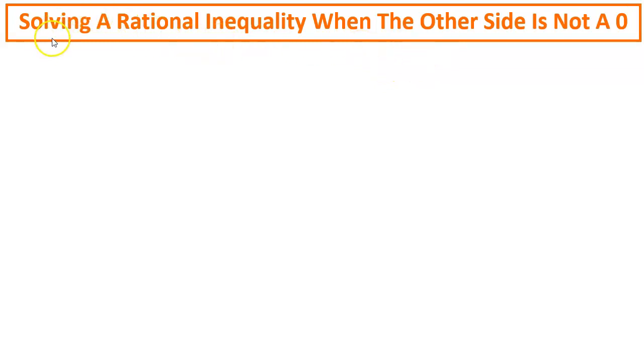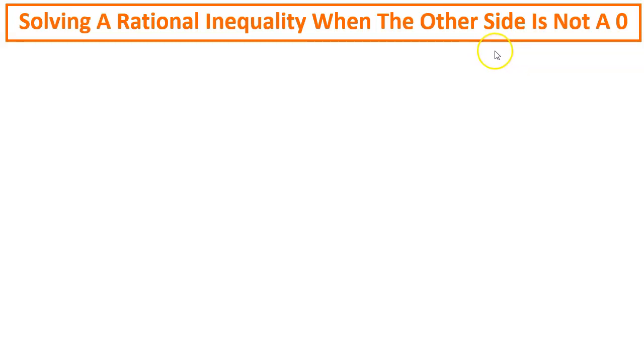Our today's topic is solving a rational inequality when the other side is not equal to zero. In our previous two sessions we have learned how to solve a rational inequality using the number line method and using the algebraic method. But in the previous two sessions, the other side of the inequality contained a zero. One side contained the rational expression and the other side contained a zero. But in today's session, the other side will be a non-zero number.